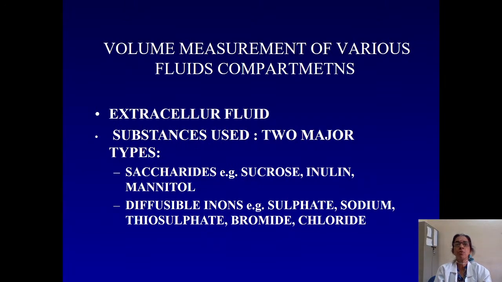So, volume measurement of various fluid compartments. If you want to measure the extracellular fluid, what are the substances one should use? Two major types. Saccharides like sucrose, inulin, mannitol. These are the saccharides. Inulin is the preferred one. Or diffusible ions: sulfate, sodium, thiosulfate, bromide, chloride. So these are suitable for the measurement of those compartments. These are the substances we use to measure the extracellular fluid.